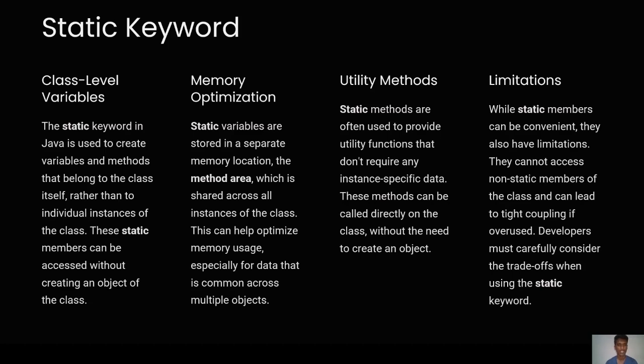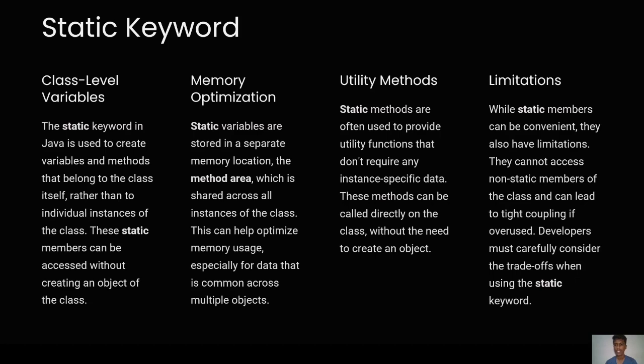Memory optimization. Static variables are stored in a separate memory location, the method area, which is shared across all instances of the class. This can help optimize memory usage, especially for data that is common across multiple objects. Next, we have utility methods. Static methods are often used to provide utility functions and don't require any instance specific data. This method can be called directly on the class without the need of creating an object.